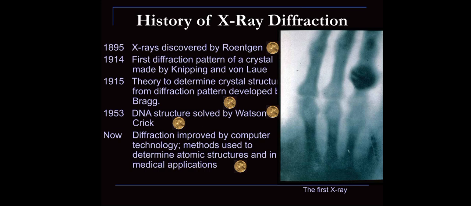In 1895, X-rays were discovered by Roentgen. In 1914, the first diffraction pattern of a crystal was made by Knipping and von Laue. In 1915, the theory to determine crystal structure from diffraction patterns was developed by Bragg. In 1953, the DNA structure was determined by Watson and Crick. X-ray diffraction was improved by computer technology, and the methods are used to determine atomic structure and in medical applications.